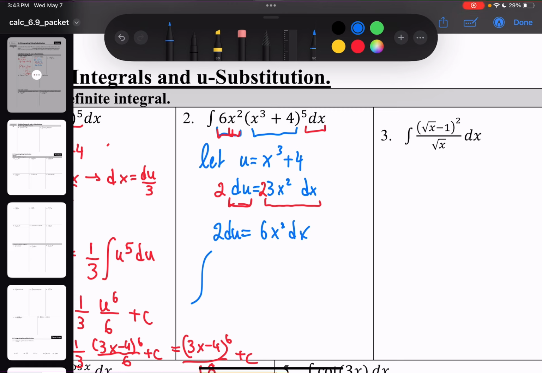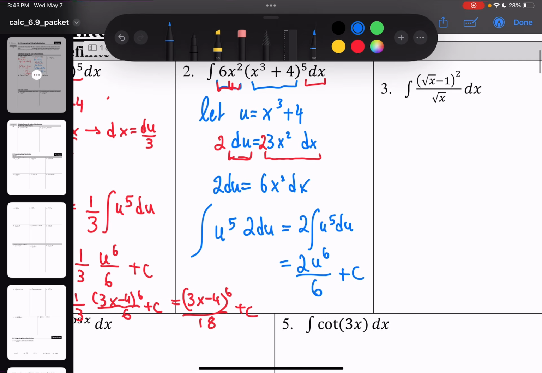Instead of x cubed plus 4 to the power of 5, I'm going to replace it with u to the power of 5, and instead of 6x squared dx, I'm going to replace it with 2 du. Now 2 can go out, and we have the integral of u to the power of 5 du. So it's 2u to the power of 6 over 6, plus c. Don't forget to return u as it was. So 2 times x cubed plus 4 to the power of 6 over 6, plus c.